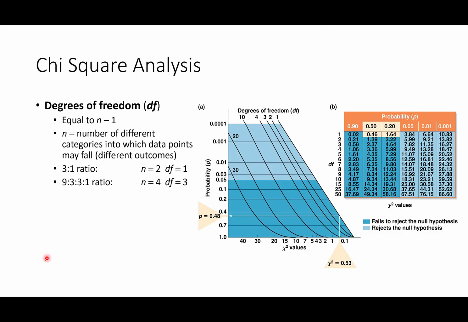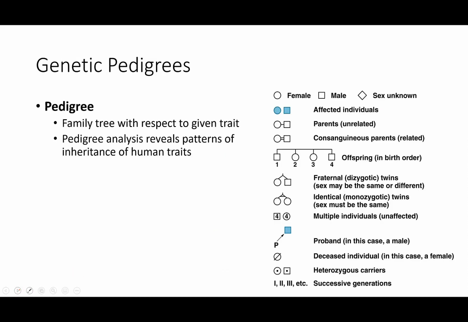When we have a dihybrid cross, there are 4 different character states that we could be, so our degrees of freedom would be 3. That's going to change what the critical value is. You can see the critical value is actually larger for this one. It's 7.82. That's how you do a chi-square test.